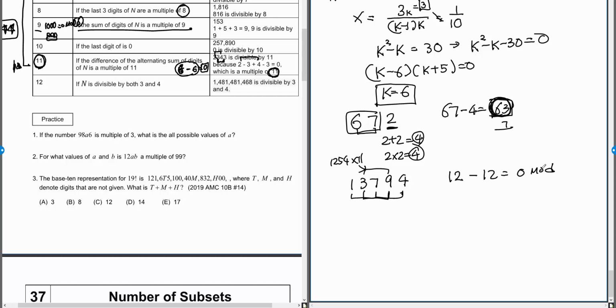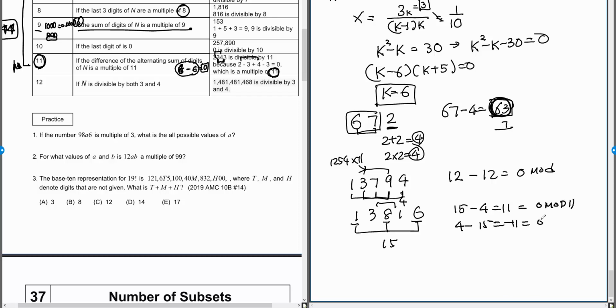1256 times 11 is how much? 13,816. So this number, this number, this number, the total is how much? 15. This number is 4. The difference, 15 minus 4, is 11. This 11 is 0 mod 11, isn't it? Or 4 minus 15, negative 11, also 0 mod 11, right? So you have to memorize this alternating rule.